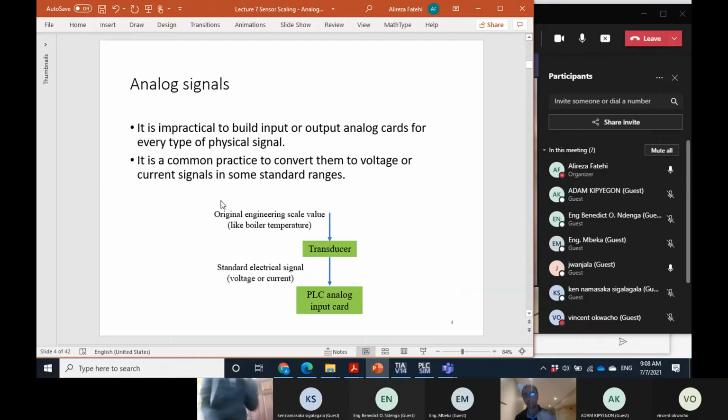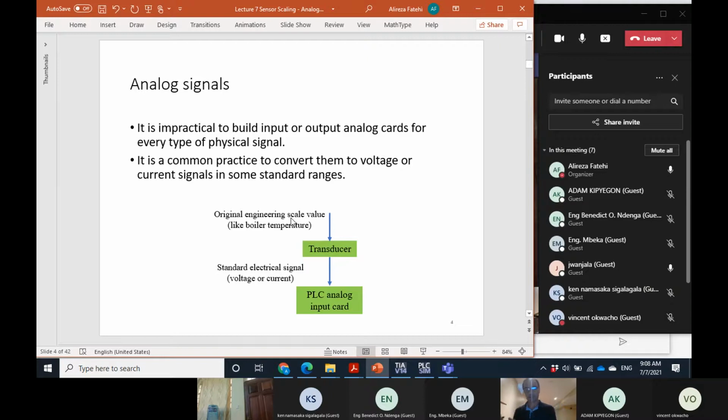PT100, the RTD, resistance temperature device, is one where the resistance changes with the temperature. Or any other sensors. It is impractical to expect that a computer system or a PLC can read all of these. Practically, every sensor has a transducer that converts that signal to some standard electric signal, a voltage or current signal.